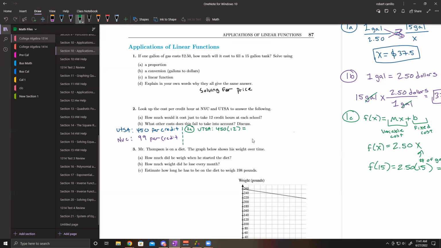Which means that 12 hours at UTSA cost $5,400. Then, if we wanted to take those same classes at NVC, it would be 99 times 12, and it would only cost us $1,188.